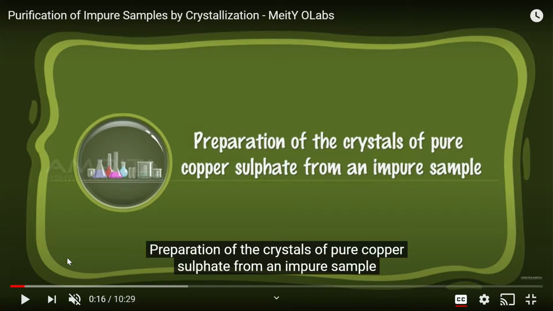Today we will learn how to prepare the crystal of pure copper sulfate from an impure sample. This means, children, we will take an impure sample of copper sulfate, and then we will take out pure crystals from this impure sample. Okay, so let's see how it is done.